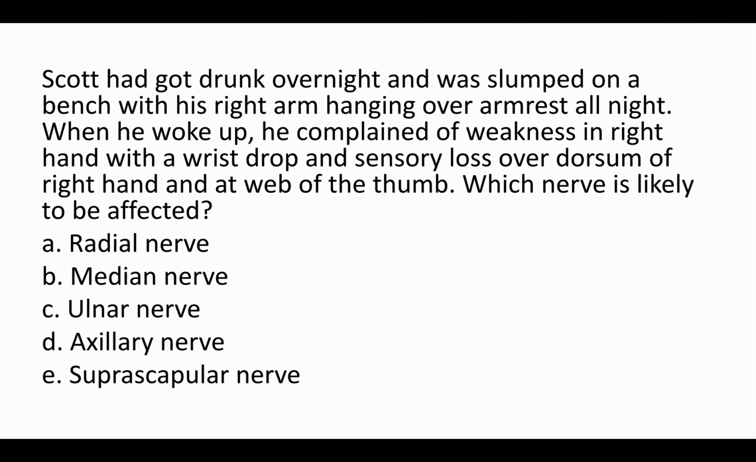Right. Scott had got drunk overnight and was slumped on a bench with his right arm hanging over the armrest all night. When he woke up in the morning, he complained of weakness in the right arm, with a wrist drop and sensory loss over the dorsum of right hand and at the web of thumb. Which nerve is most likely affected? Now you need to know the motor and sensory supply of the nerves in the upper limb. This case has radial nerve affected.